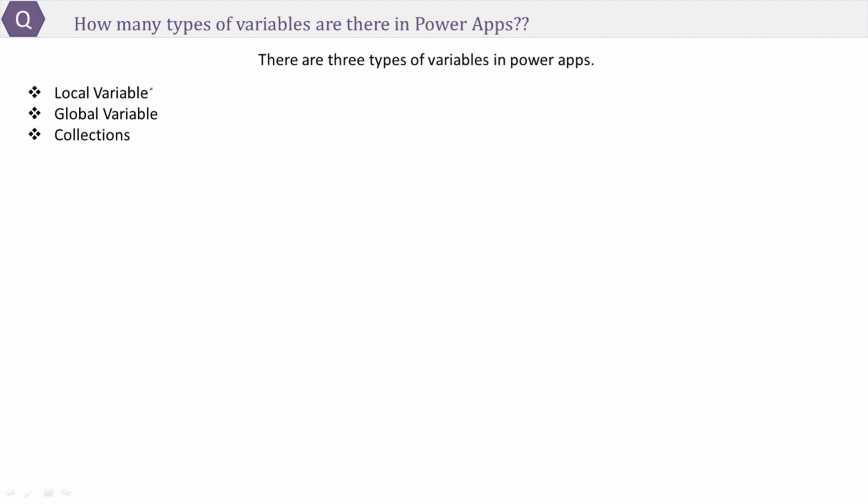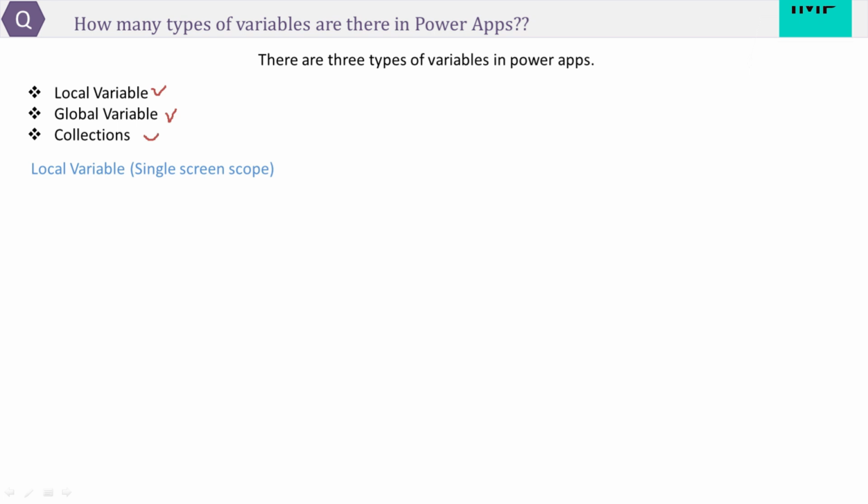The next question is, how many types of variables are there in Power Apps? The answer is, there are three types of variables in Power Apps: local variable, global variable, and collections. Let's first see the local variable. A local variable is a single row variable that lives exclusively on a single screen. As a result, you won't be able to use this variable across your Power Apps.